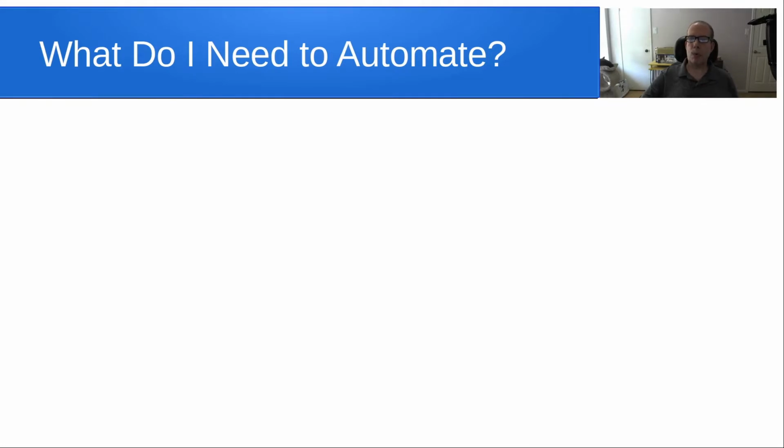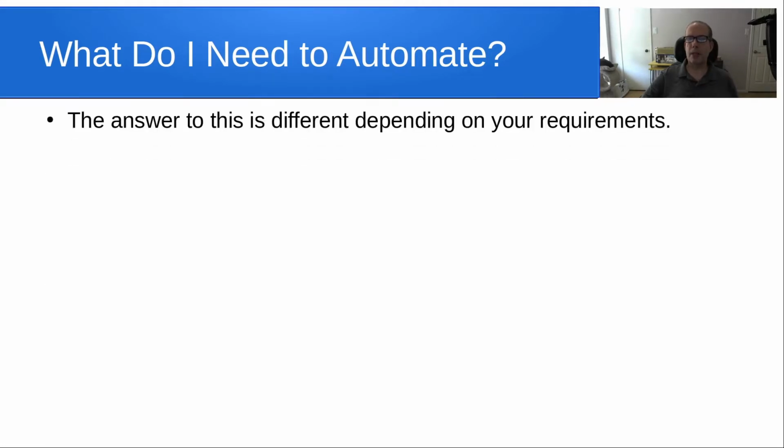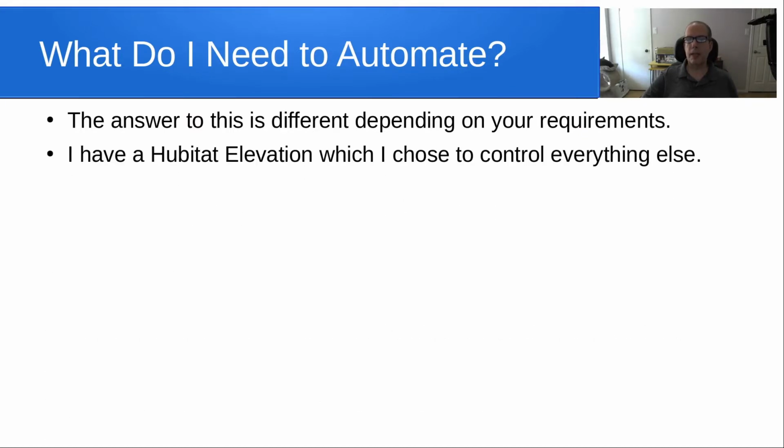So, what do I need in order to automate? Well, the answer to this is going to be different depending upon your requirements. I have a Habitat Elevation, which I mentioned earlier, which I choose to control everything else. And that's an important point. If you choose a hub, you want to make sure that hub is the center of everything. It can get very confusing if, say, you have a Google Home Hub and you have it control some things, and you have an Amazon Echo Hub and it controls other things, because you can't remember where your automations are or what is controlling what.